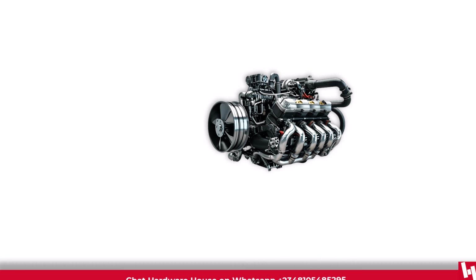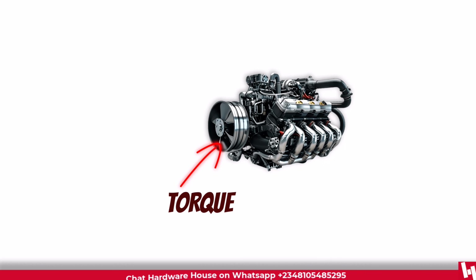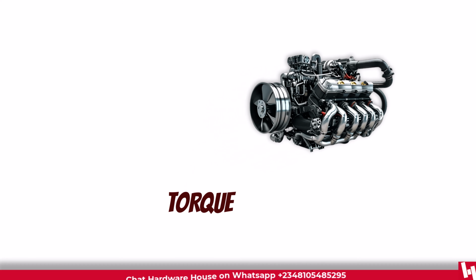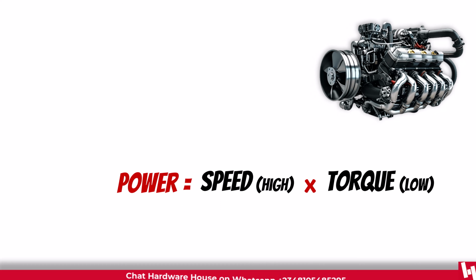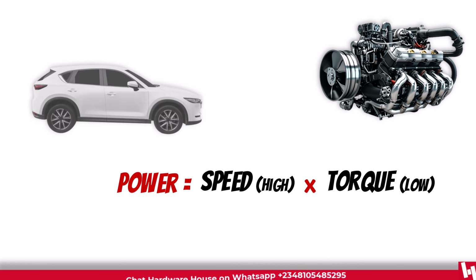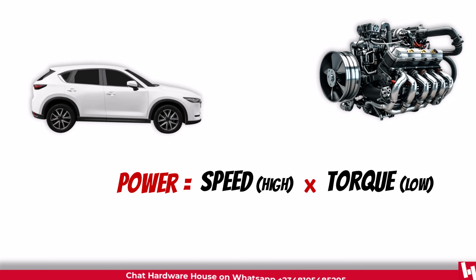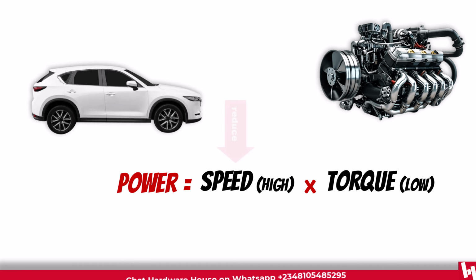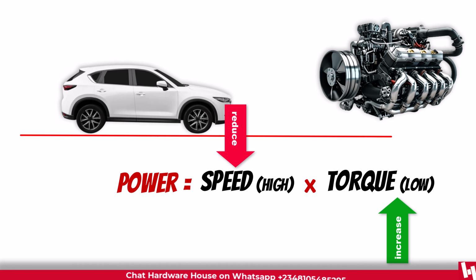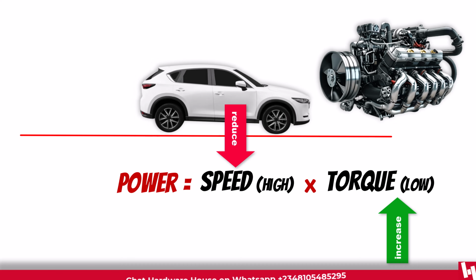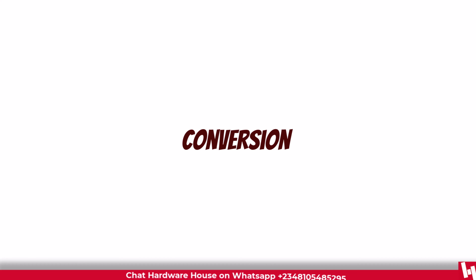Do you know that the engine of a vehicle doesn't have enough force, or what we call torque, to move the weight of the vehicle? That's because the engine of a vehicle is designed to rotate at high speed but low torque, or low turning force. But you can get the power of that engine to move the weight of the car if some of the speed can be converted to torque, and that is where conversion comes in.